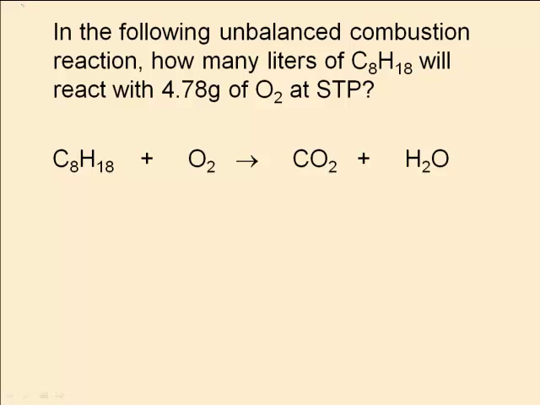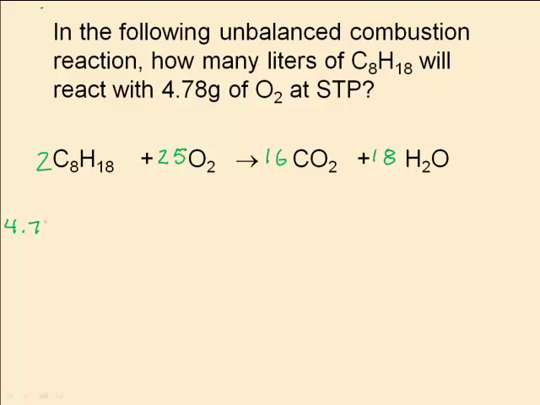One last example. This question wants you to calculate the number of liters of C8H18 needed to react with 4.78 grams of oxygen gas at STP. Balance the equation first. In this case, the balanced equation will have a 2 in front of the C8H18, 25 in front of O2, 16 in front of CO2, and 18 in front of H2O.